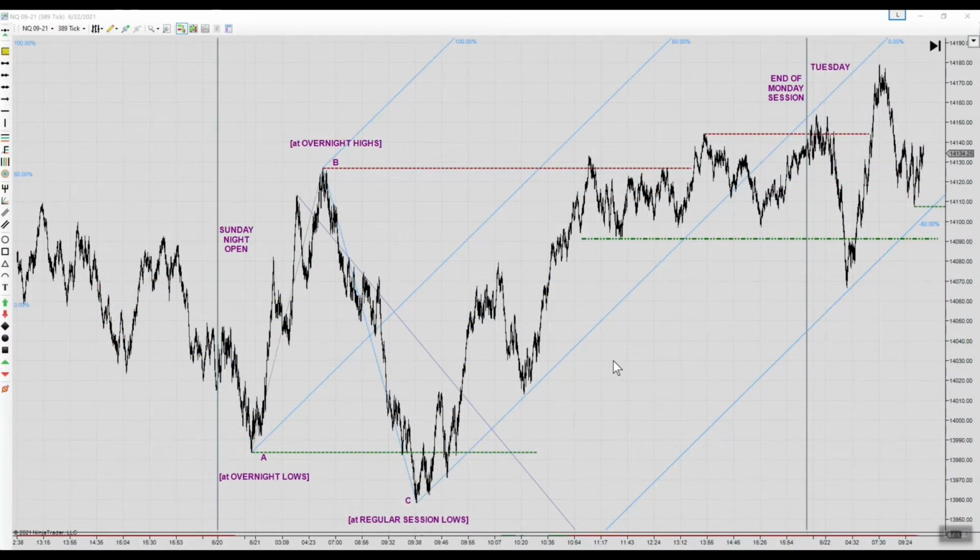My name is Nikolai, and in today's advanced level lesson I will take you over an opportunity I pursued on Tuesday morning. This is the Nasdaq futures, 389 ticks, and the context for this market map begins at the start of the week here. The Sunday night open, price leaves us three alternating extremes: the overnight lows, the overnight highs, and the lows that price finds here just after the regular session open.